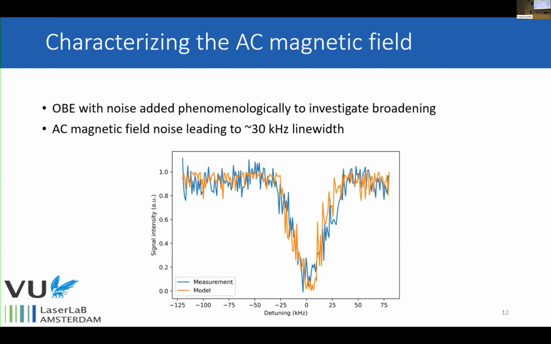Then we built a simple optical Bloch equation model and added the noise phenomenologically to investigate if this magnetic field noise could actually cause this broadening. And it looks like it can. We actually see a 30 kilohertz line width where we expect something much smaller. So that's good to know, because then we expect similar behavior in the line width in our spin flips in HD+.